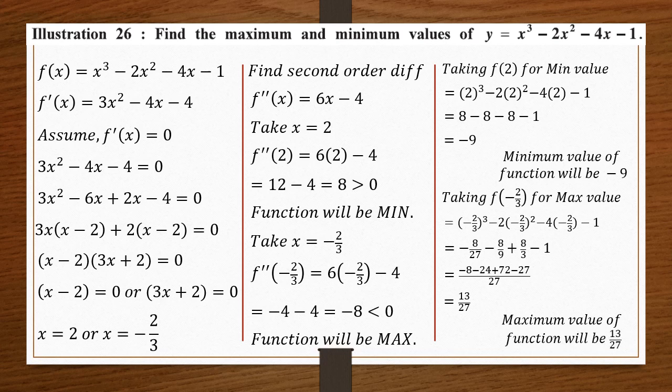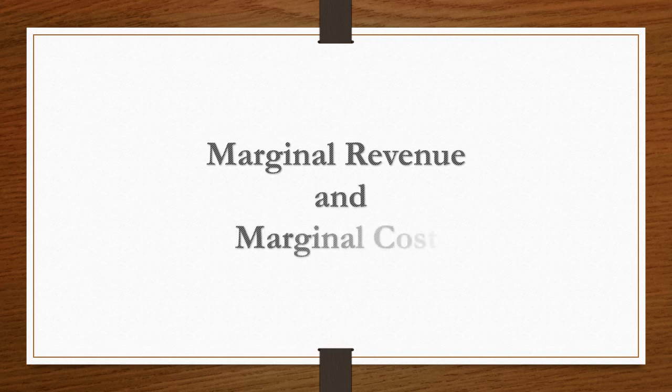So with this, our maximum and minimum value question is over. In the future, when I take further concepts, this concept will be repeated at that time. Now we will start with a new concept, that is marginal revenue and marginal cost.